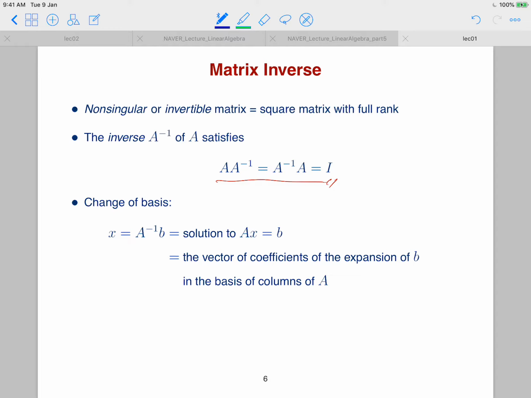Even though the rectangular matrix doesn't have an inverse at all, it doesn't even make sense to discuss whether a rectangular matrix is invertible or not, right? Because the definition of the inverse matrix is only applicable to the square matrix.